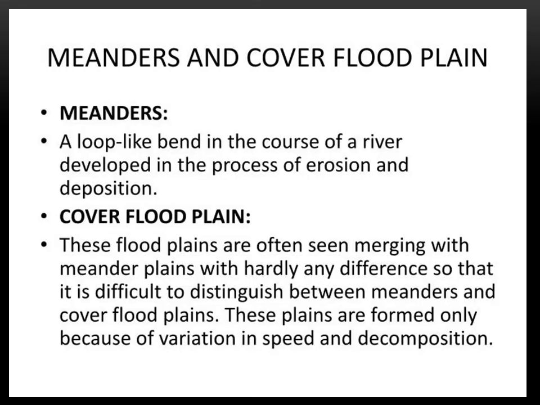So meanders are a loop-like bend in the course of a river developed in the process of erosion and deposition. And floodplains are often seen merging with meander plains with hardly any differences, so that it is difficult to distinguish between meanders and floodplains. These plains are formed only because of a variation in speed and deposition.